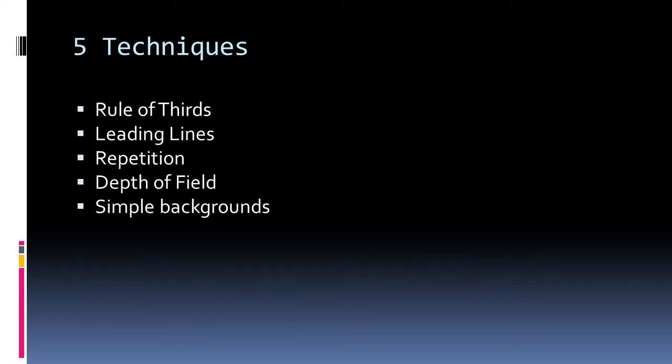Here are the 5 techniques. 4 of them, the rule of thirds, leading lines, repetition, and simple backgrounds, can be done simply by the way you arrange your subject or yourself when you're taking a picture. Depth of field is a little harder. Sometimes it happens automatically, but often you will need some control over your camera settings to create these kinds of effects.